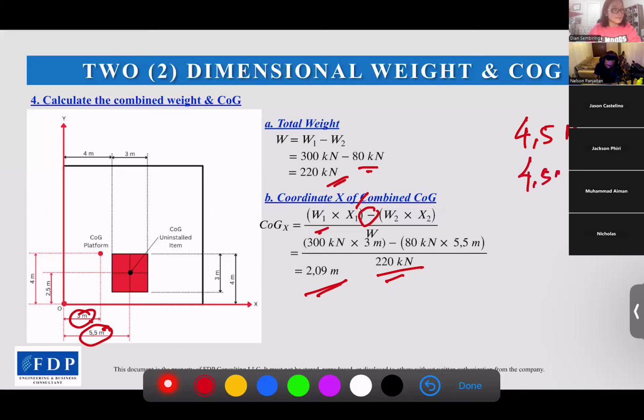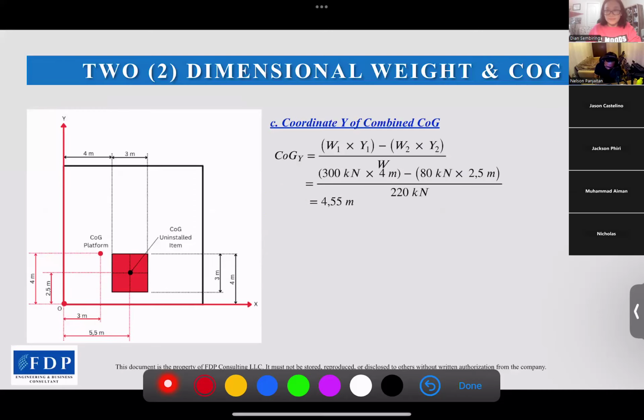All right. So for the coordinate y, we just change the x to the y coordinate. So 300 times 4 meters for the COG of the platform, minus 80 times 2.5 for the uninstalled item, divided by 220 kilonewtons for the total weight. Then we get the COGY is 4.55 meters. All right. That's for case 2.